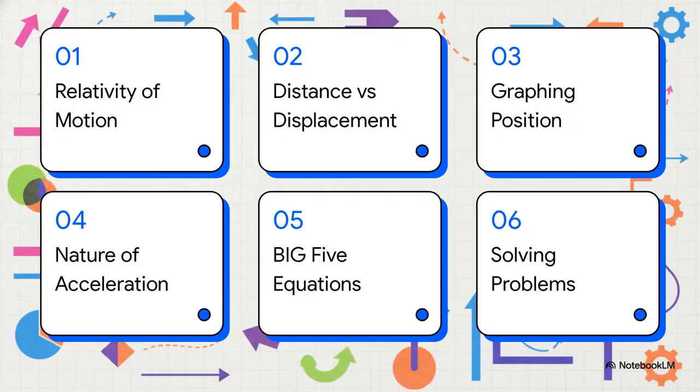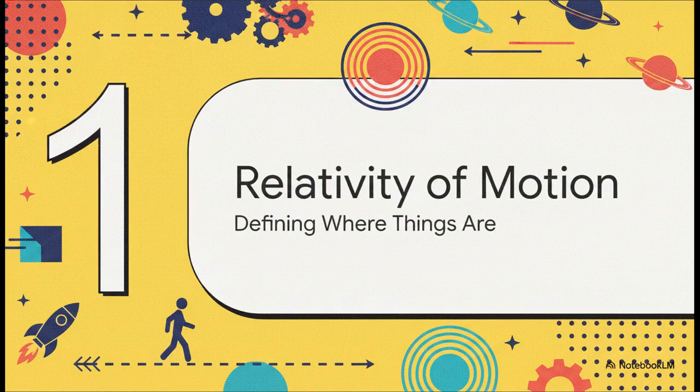We're going to be climbing the concept building ladder in this explainer today. We'll hit the relativity of motion, distance versus displacement, graphing position, the true nature of acceleration, the mathematical beauty of the big five equations, and finally, solving some real-world problems. Okay, part one, the relativity of motion. This is all about defining where things actually are.